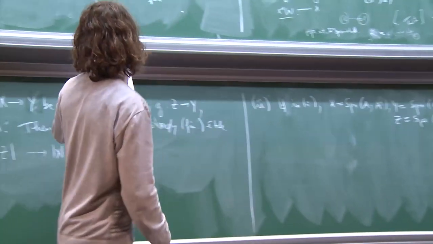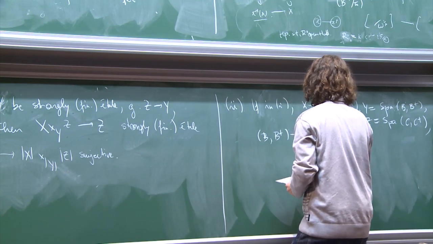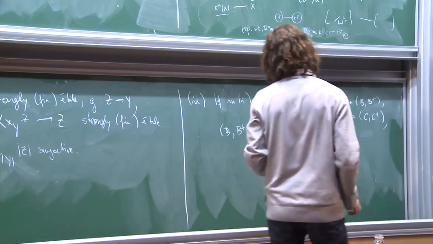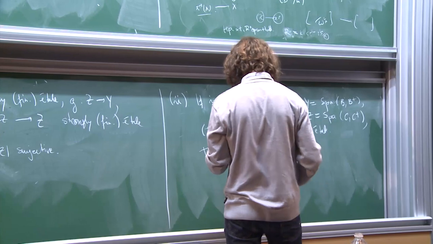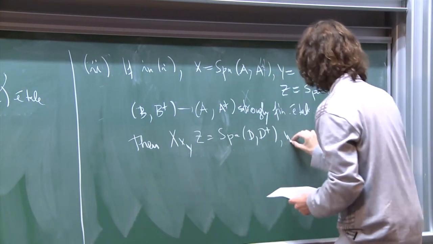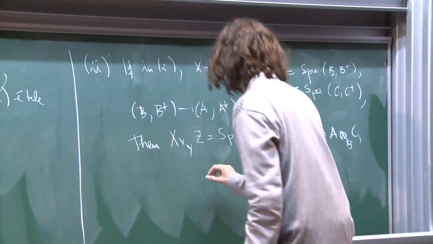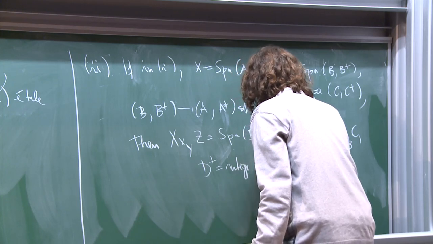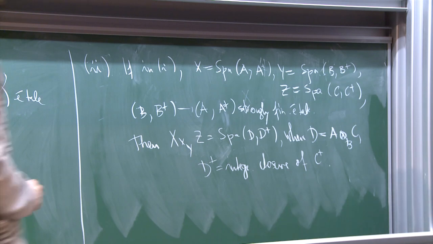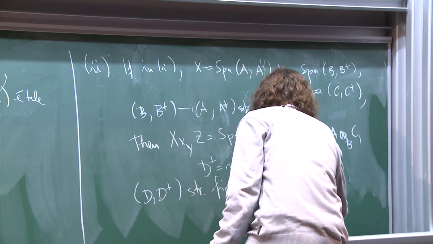If everything is affinoid, and we are in the situation where this map is from (B, B plus) to (A, A plus), strongly finite étale, then the fiber product is (D, D plus), where D is just A tensor_B C, and D plus is the integral closure of C plus. So, somehow in this case, (D, D plus) is strongly finite étale over (C, C plus).